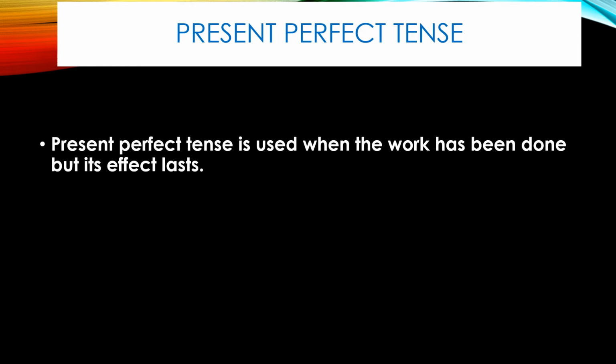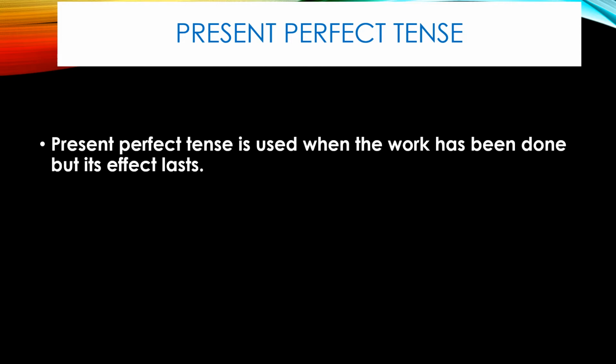Students, for present perfect tense, we first have to understand the definition nicely. The definition is: present perfect tense is used when the work has been done. The work has already been done, but its effect lasts. Effect means result, and last means the result or effect is present in present time. You have to understand it nicely that the effect lasts. The work has been done, but its effect lasts.